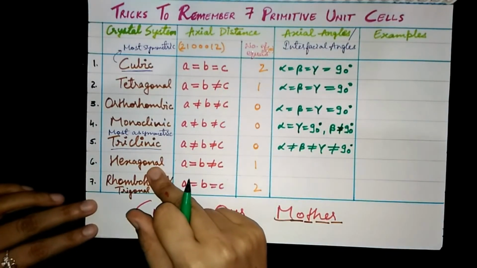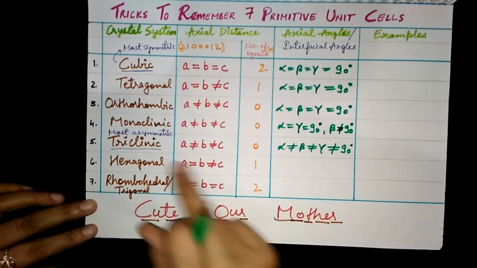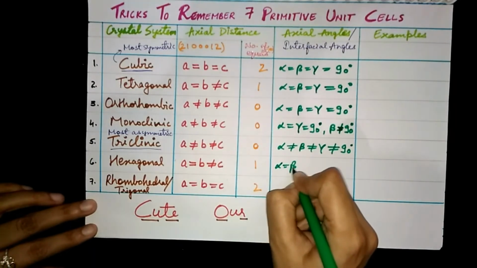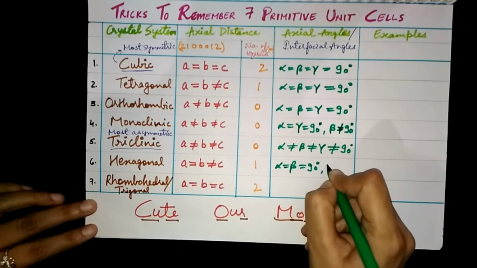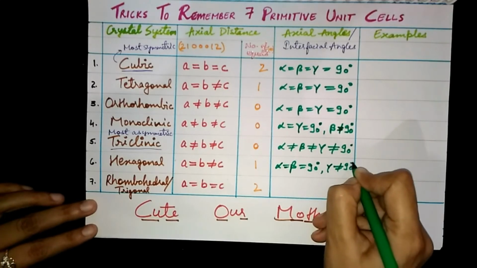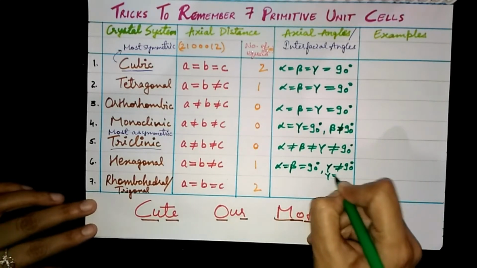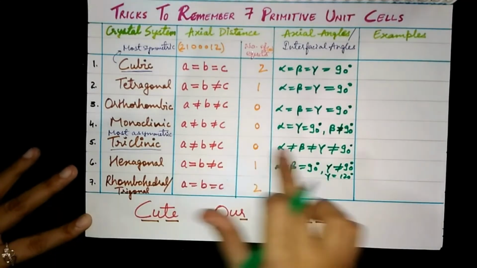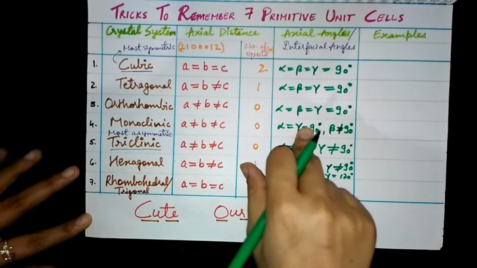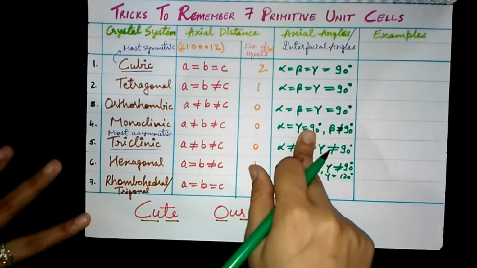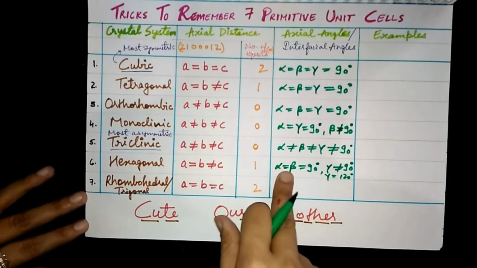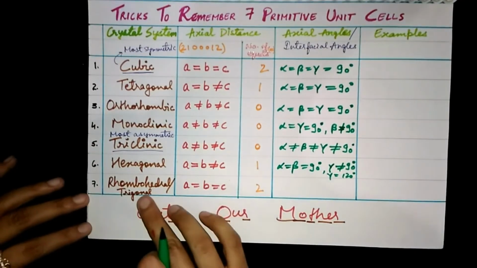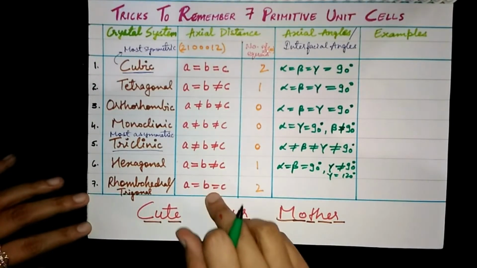Then hexagonal is having alpha equal to beta, it will be 90 degree, and gamma will not be equal to 90 degree. Here gamma will be equal to 120 degree. This is also simple. Just most asymmetric one, above that alpha equal to gamma equal to 90 degree, and beta is not equal to alpha and gamma, and below that alpha equal to beta equal to 90 degree, and gamma is not equal to alpha and beta.